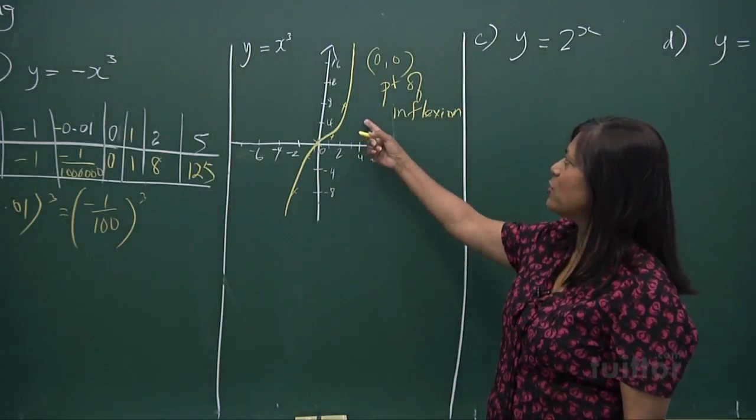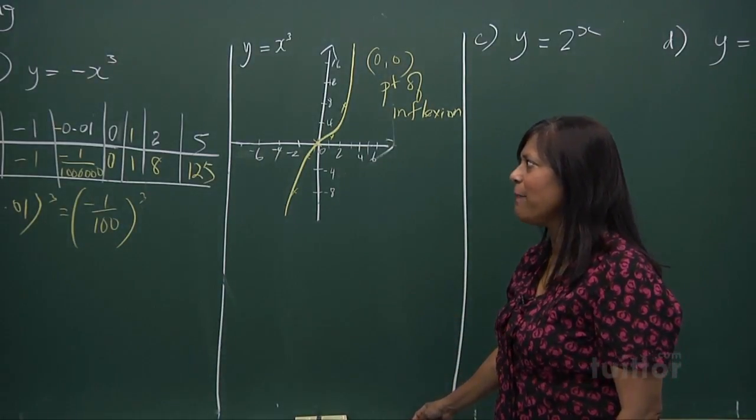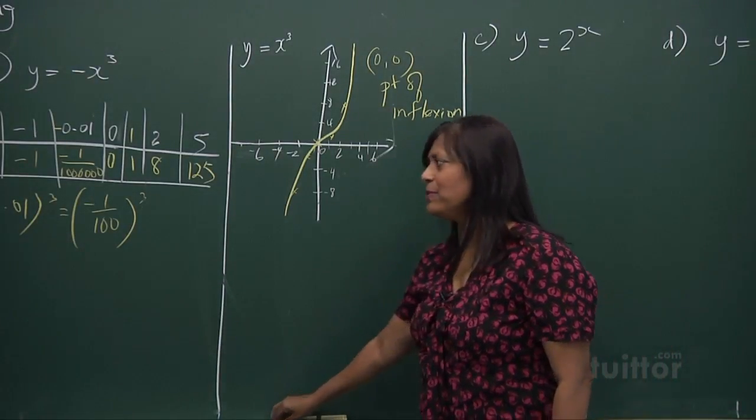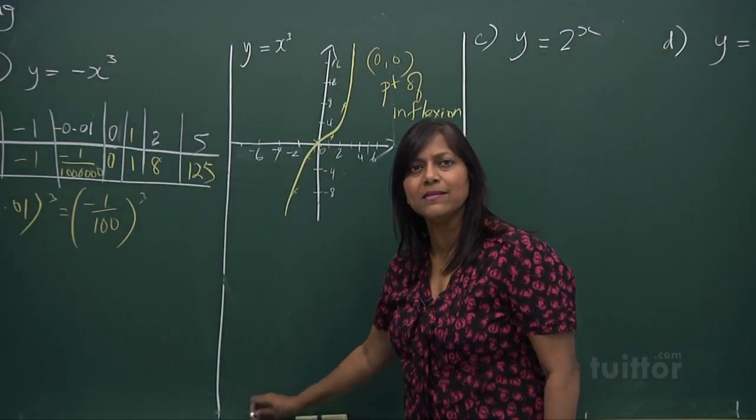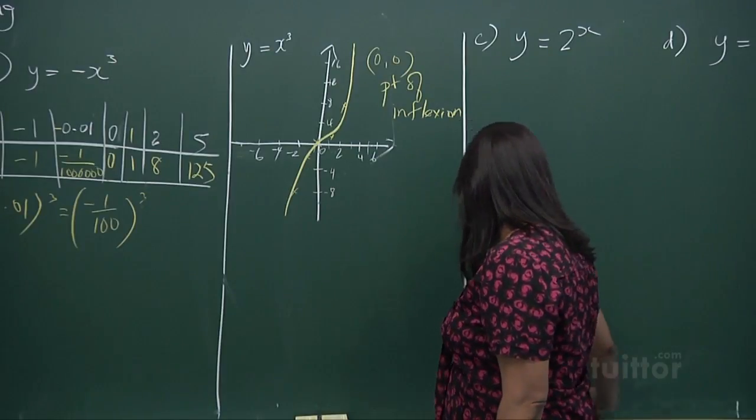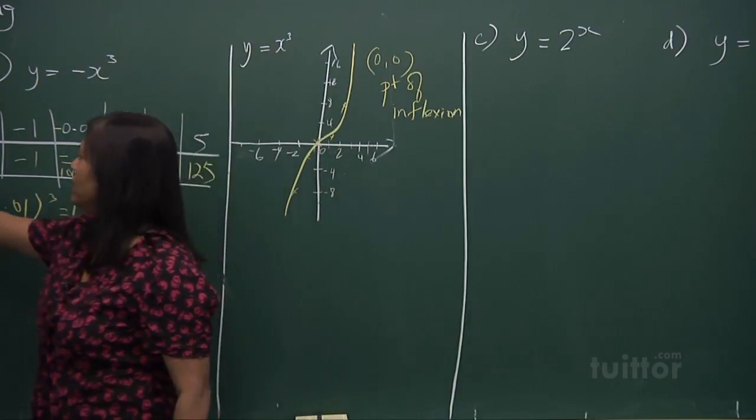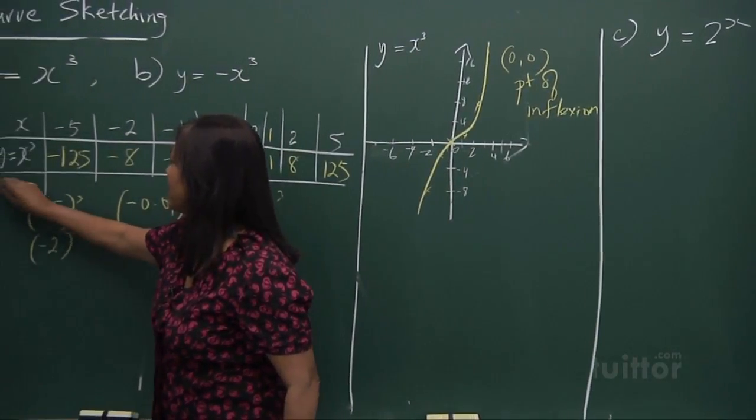Alright, so this is the shape of the graph of y equals x cubed. But what happens now if I put y as minus x cubed? Let's move back to the chart, the graph. Now y equals minus x cubed.